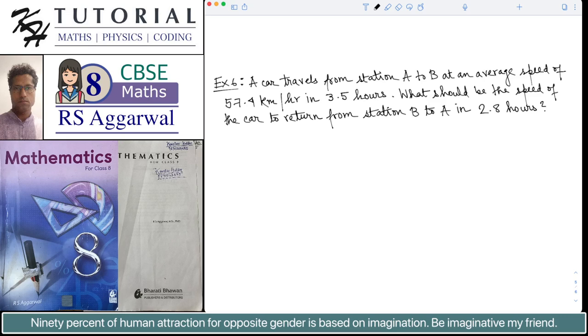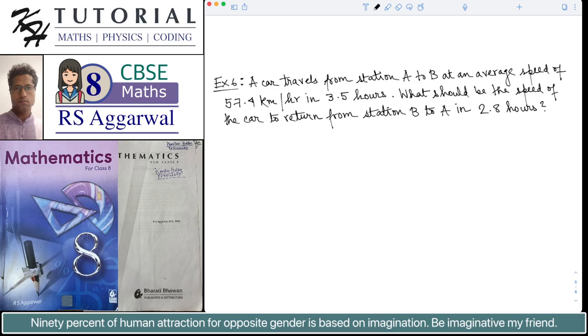What should be the speed of the car to return from station B to A in 2.8 hours? As you can see, the distance from A to B is constant, it is not changing. So the distance from A to B is the same as the distance from B to A. The car is traveling the same distance. So the distance covered is constant, but the speed is changing and the time is changing.